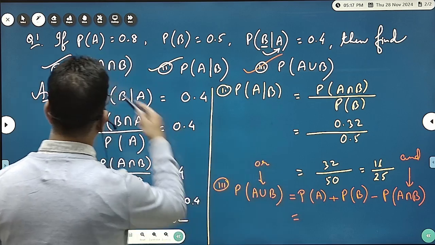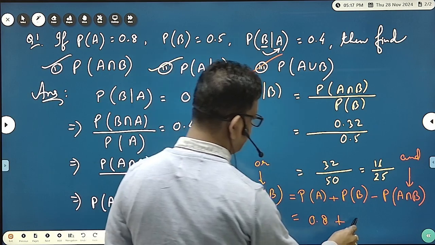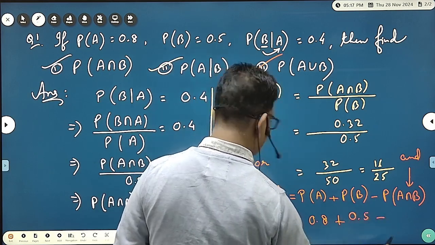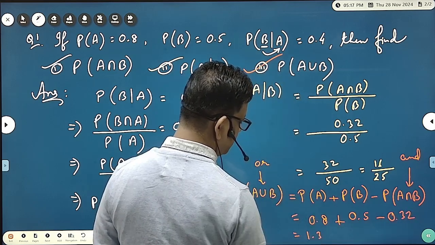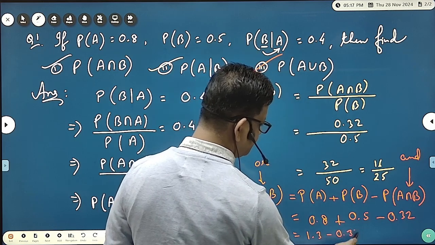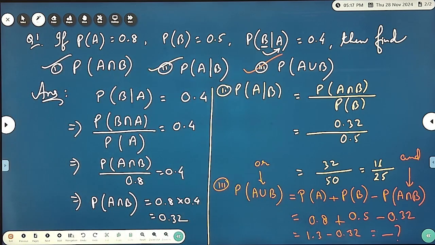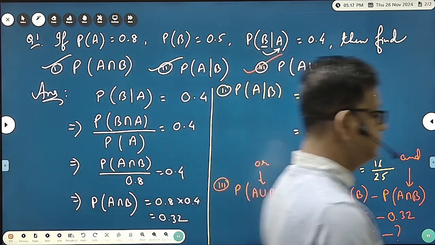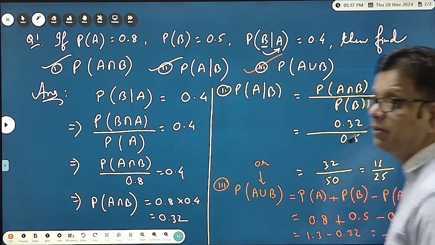Now P of A is 0.8, P of B is 0.5, intersection is 0.32, so it will be 1.3, correct, minus 0.32. Just subtract, and whatever the answer is, that is the required probability. Is it okay? Done? Alright. So these are the basic terms, but this type of question comes very rarely. We are mostly given application based questions.